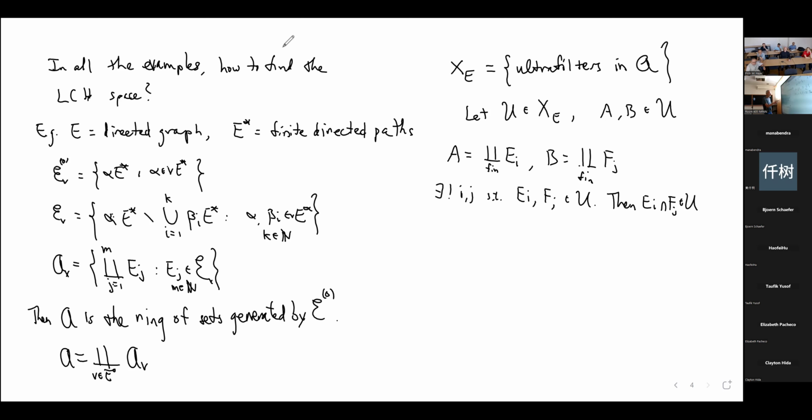Now, E_i and F_j look like this. So maybe E_i is alpha minus some finite union of... not lambda, E star. So many mistakes. There are so many mistakes to make, and I make all of them.